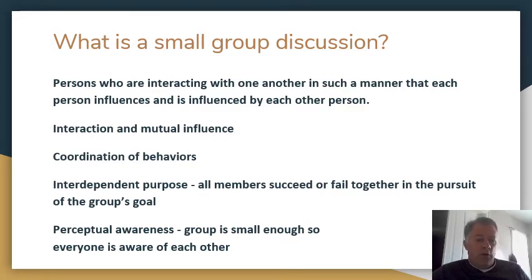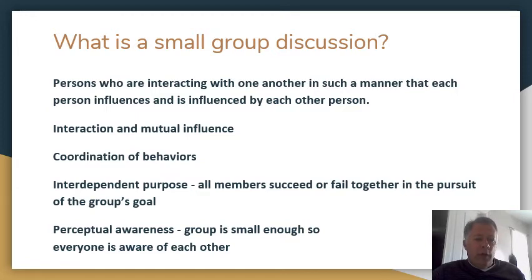What is a small group discussion? It's persons who are interacting with one another in such a manner that each person influences and is influenced by each other person in the group. Interaction, mutual influence. This is called interdependence.